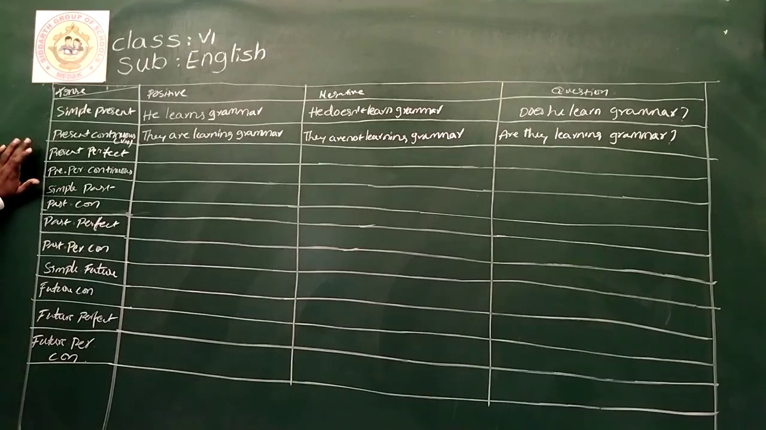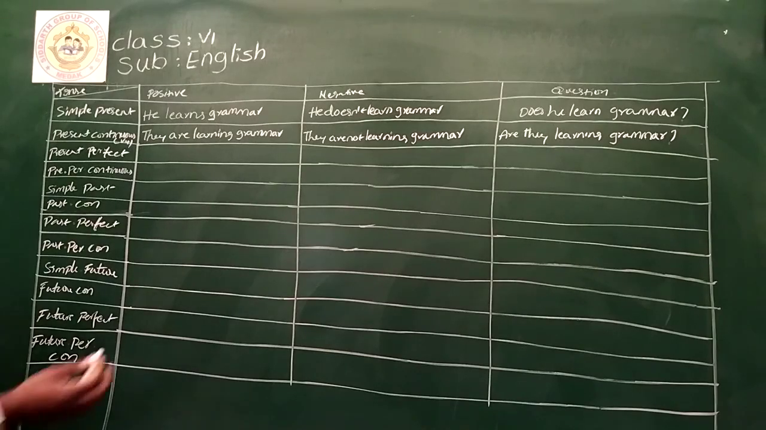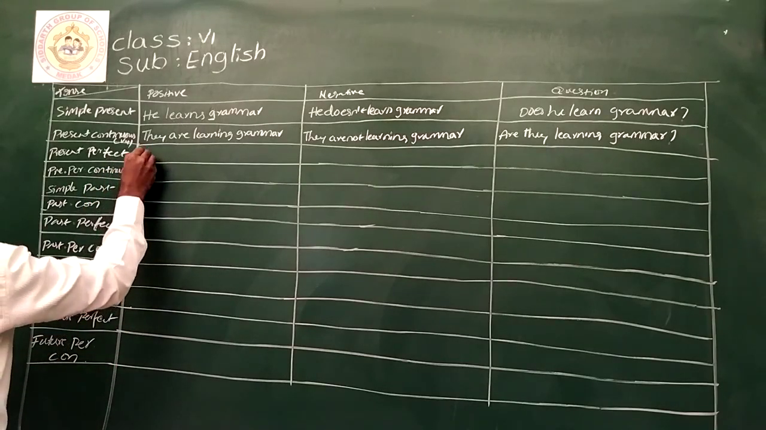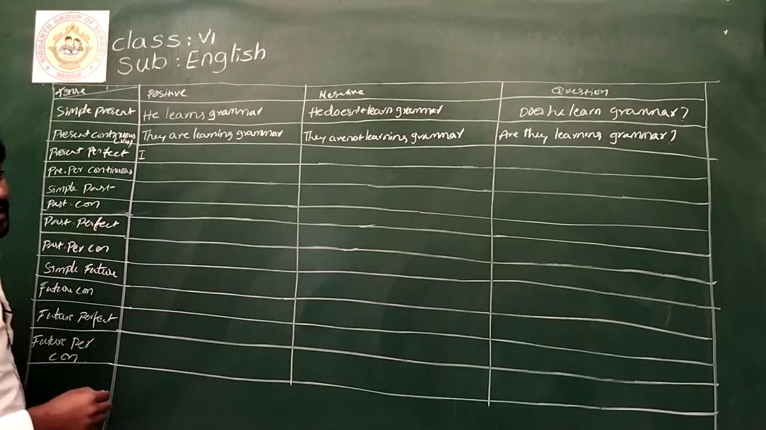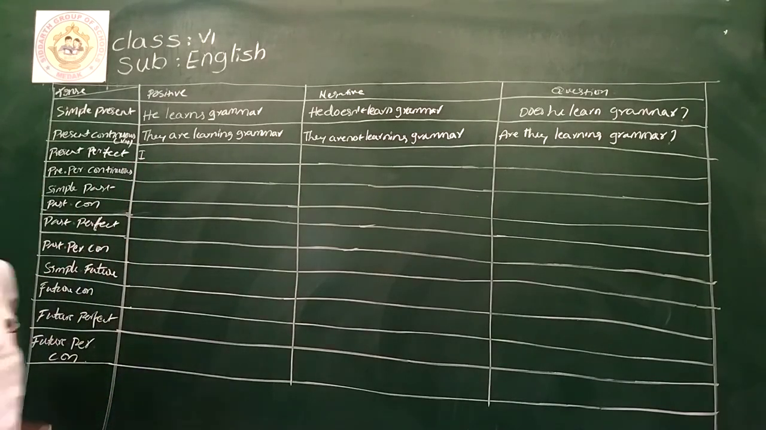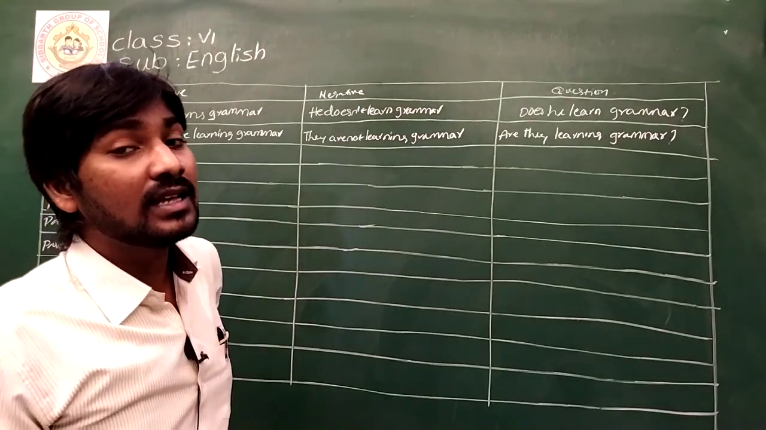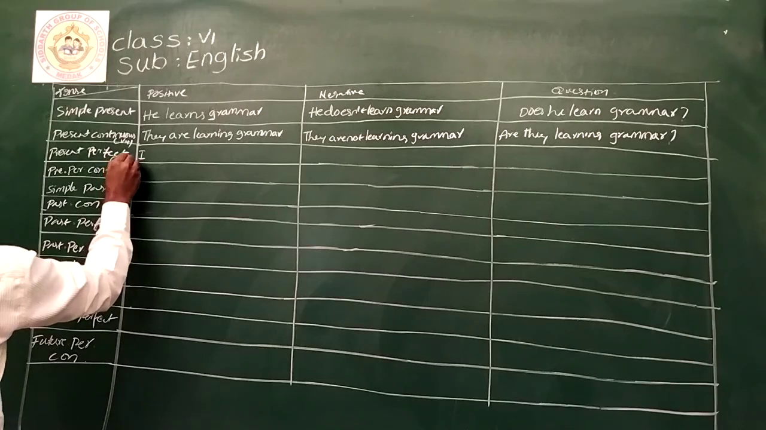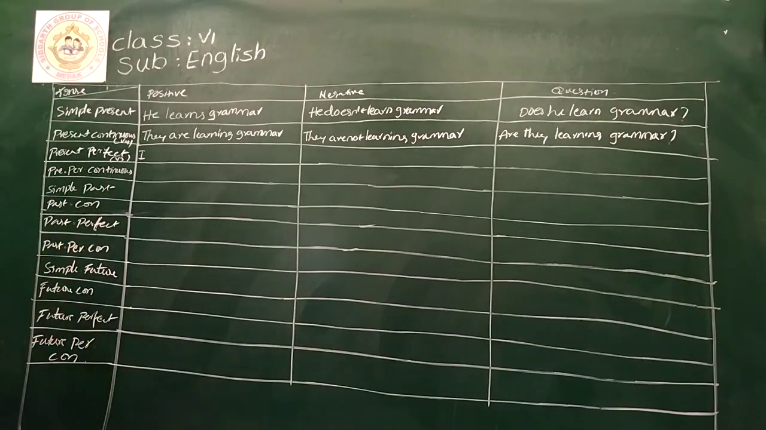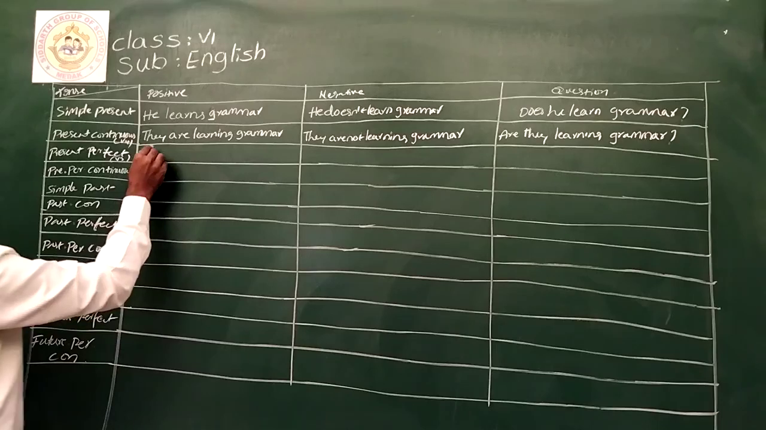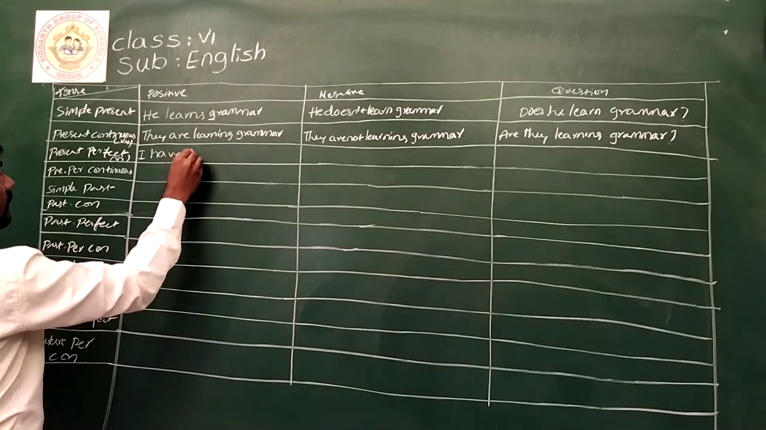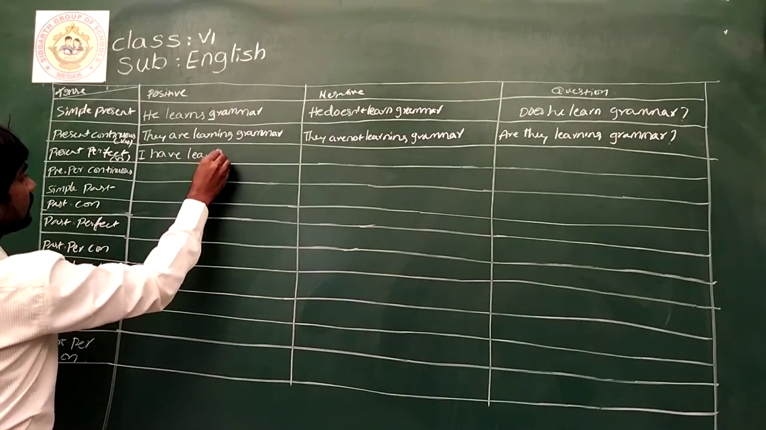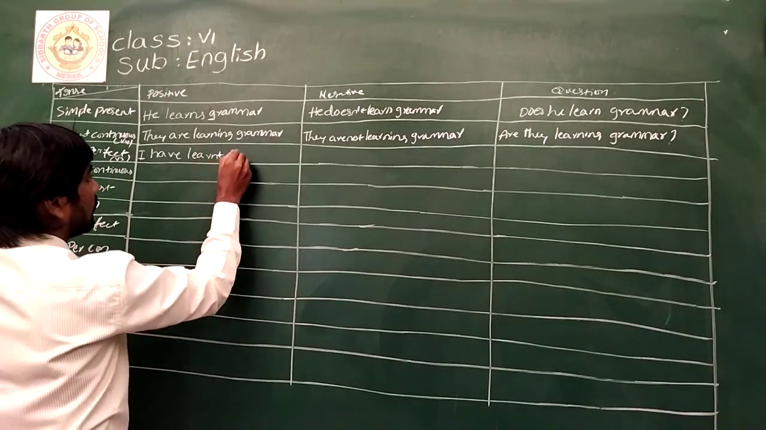So present perfect tense. When we use present perfect, the action has started and finished in the present. See here, the structure of present perfect: subject plus have or has plus V3, always V3, right? So perfect tense: I have learned grammar.